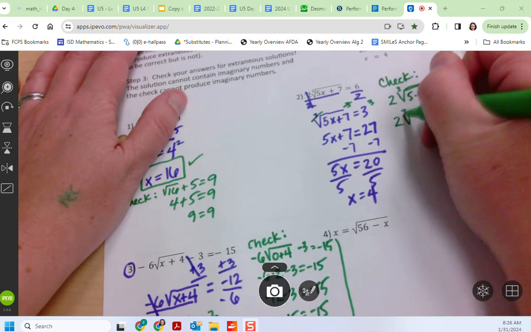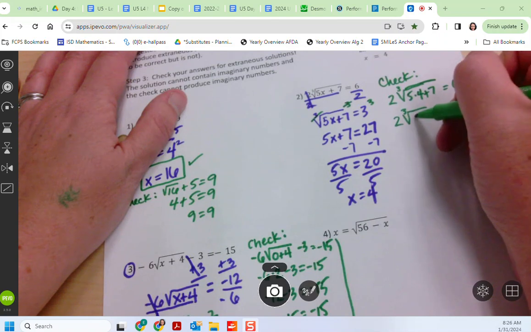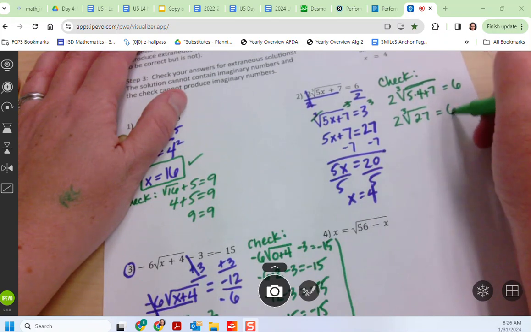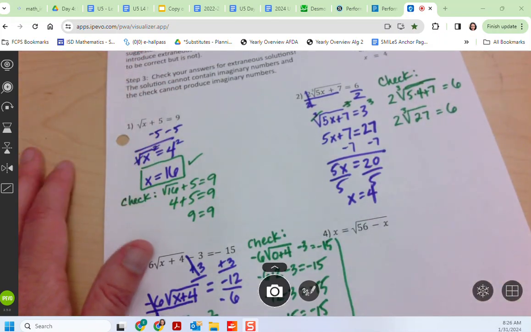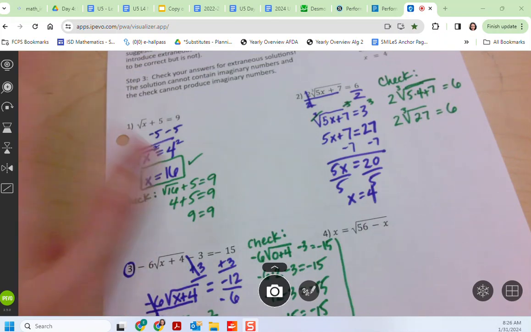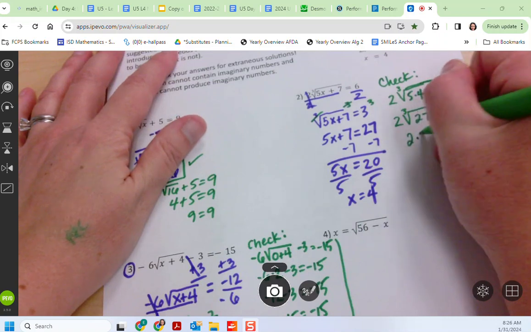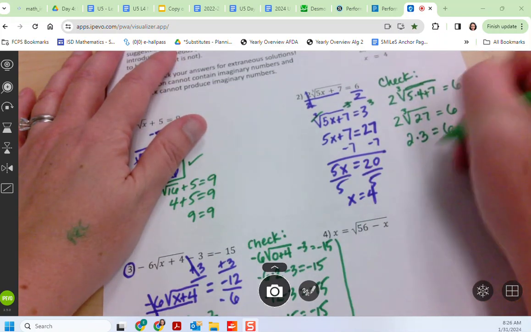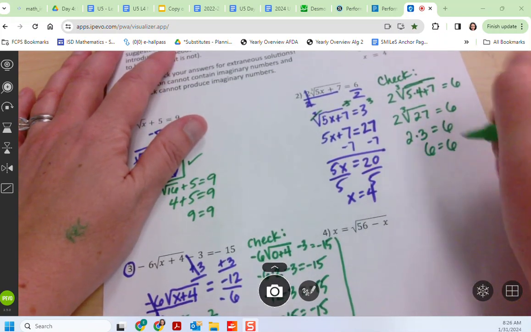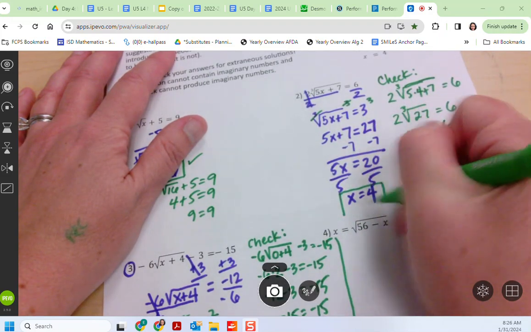All right, that's 20 plus 7 is 27. What's the cube root of 27? 3. It's 3, right, because 3 times 3 times 3 is 27. So 2 times 3 is 6, and 6 is 6. So our answer, x equals 4, checks out. Go back and box it up and give it a check.